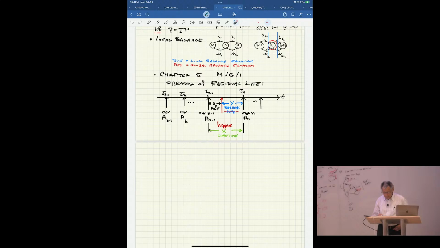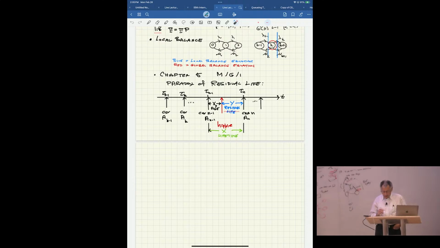And it turns out that the interval, which we call the lifetime, it's denoted by capital X here, does not have the same distribution as the typical interval between car arrivals. And that's basically the paradox of residual life. We're going to go through it now.